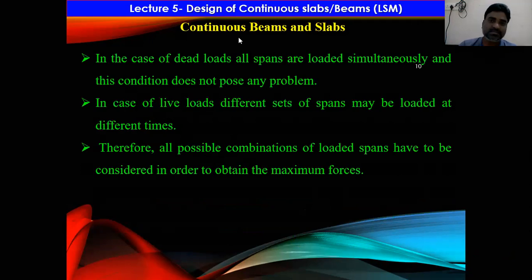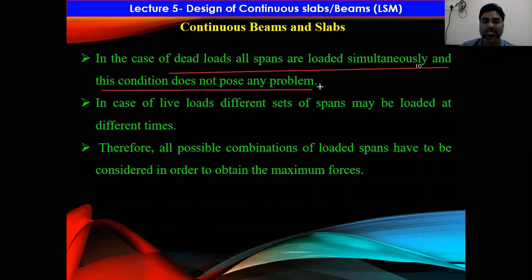And in the case of dead loads, all spans are loaded simultaneously, and this condition does not pose any problem, right? Because self-weight occurs simultaneously, it doesn't mean that one span takes the self-weight and another span will not have it. No, because the self-weight will act simultaneously on the overall length of the continuous beam. So you have to consider it at a time, right?